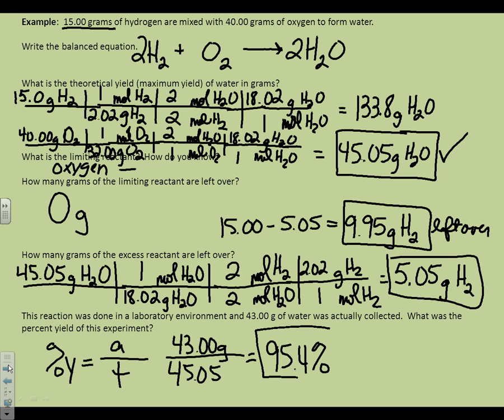So actually a pretty efficient reaction, 95.4% efficient. So there you have it: percent yield, theoretical yield, and percent composition. Hopefully this will help you as you look at some more practice problems, and we'll see you again next class.